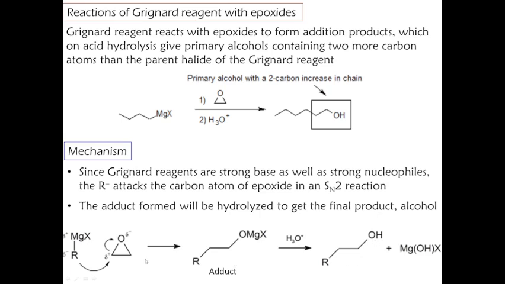Okay, so here you can see that in this R, two carbons of the epoxide are added as CH2 CH2. So in the final alcohol product, we have two carbon atoms more as compared to the initial alkyl halide or initial Grignard reagent. So actually, as you know, the Grignard reagent can be prepared by reacting alkyl halide RCl and magnesium in dry ether. So we get RMgX.